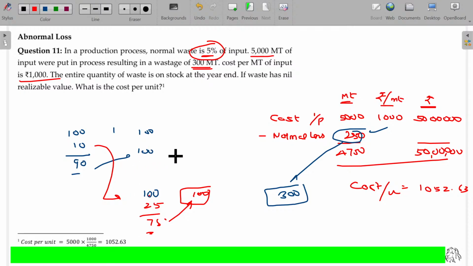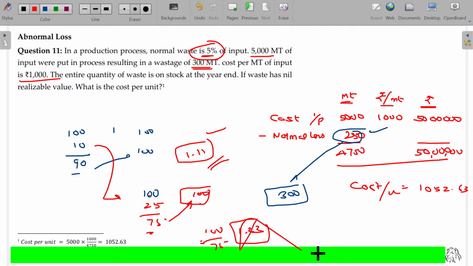So 100 by 90 may be how much? 1.11. This is the amount you can recover. 100 by 75, what's the value? 1.33. You can demand the customer to pay only this much, not this one. The additional 15 ml loss due to the carelessness is named as abnormal. So you should subtract only the normal estimated loss, not actual loss. Hope now you'll be able to understand.